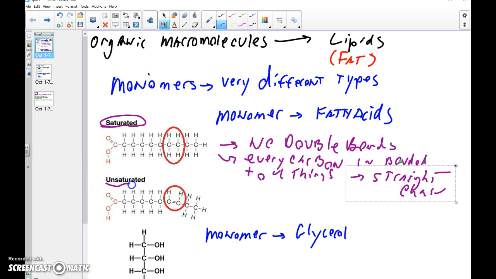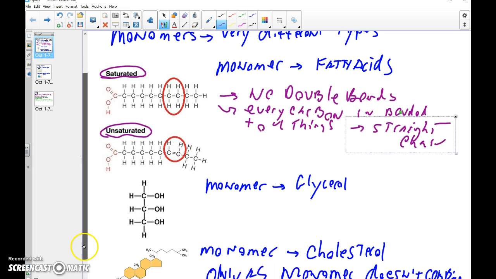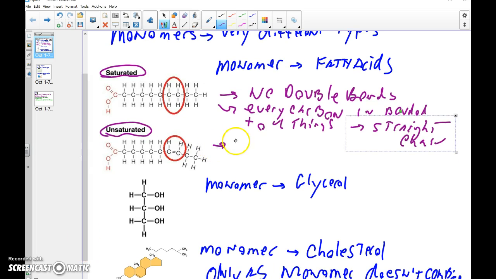You also have unsaturated fatty acids. And unsaturated fatty acids have at least one double bond. And that one double bond gives the fatty acid a kink. And you can see here in the diagram, the red circle, they're circling basically the same section. And you can see how in the saturated fatty acid, the carbon is all single bonds, they're all bonded to everything. But in the unsaturated, the carbon has this double bond right here between the two carbons. And that actually causes the chain to kink a little bit.